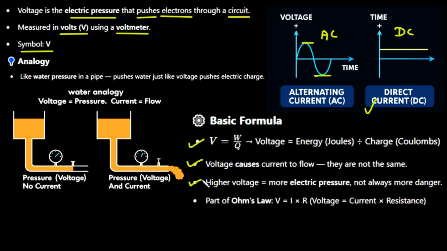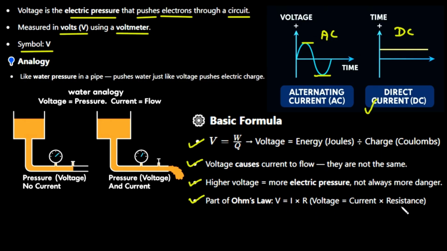A common misconception is that higher voltage is always more dangerous. While higher voltage means more electric pressure, it's not the only factor in what makes electricity dangerous. The actual danger comes from the amount of current flowing through a body. High voltage has the potential to push a dangerous amount of current, but it's the current itself that does the harm.